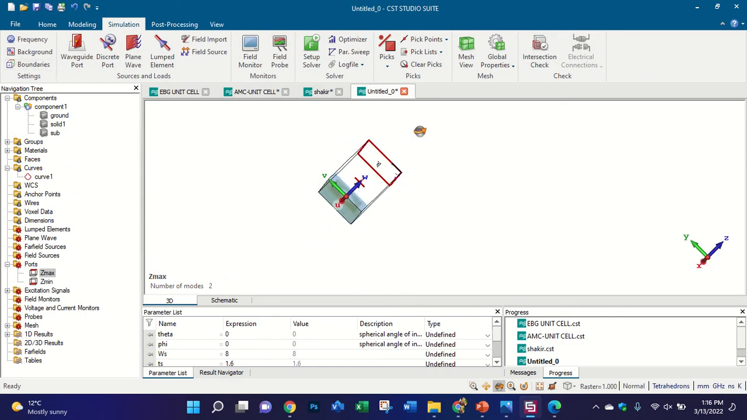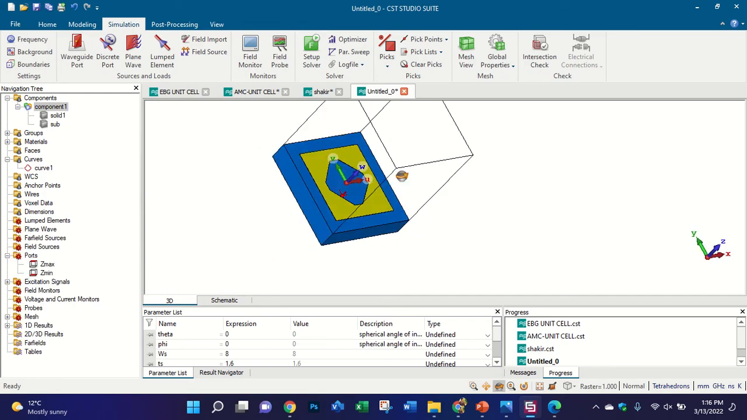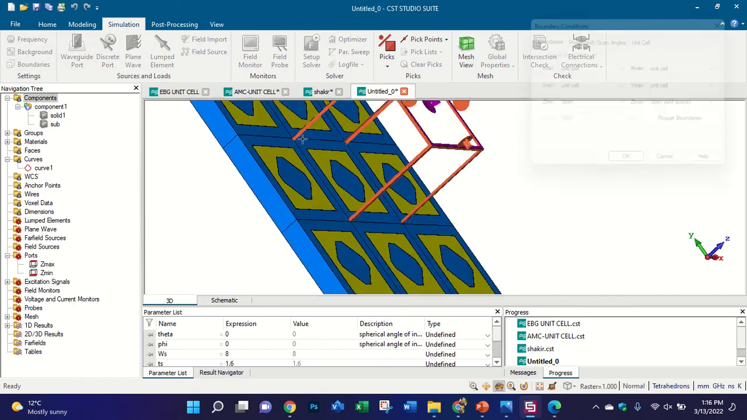In the case where you are not using the ground plane, suppose I am removing the ground plane and I only want to simulate this EBG cell, I need to change the boundary conditions.